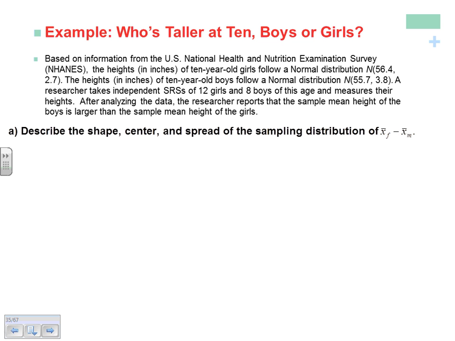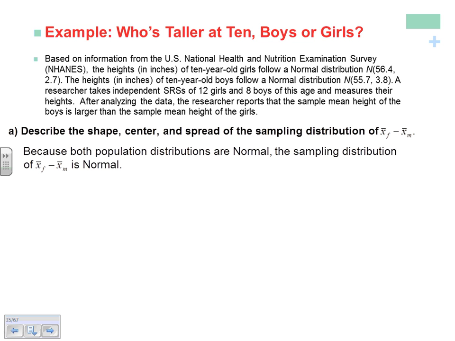A researcher takes independent samples of 12 girls and 8 boys of this age and measures their heights. After analyzing the data, the researcher reports that the sample mean of boys is larger than the sample mean of the girls' heights. All right, so let's describe the shape, center, and spread of what's going on. Since both of the populations were normal, we know the difference is going to be normal.